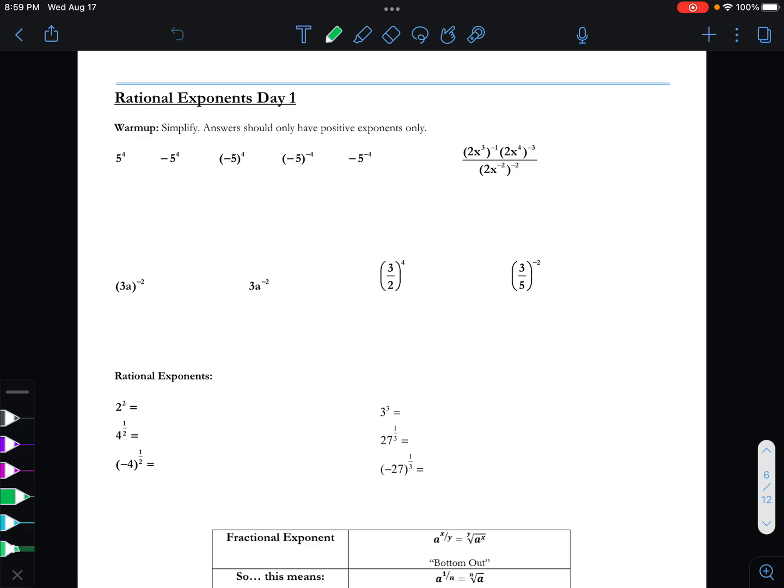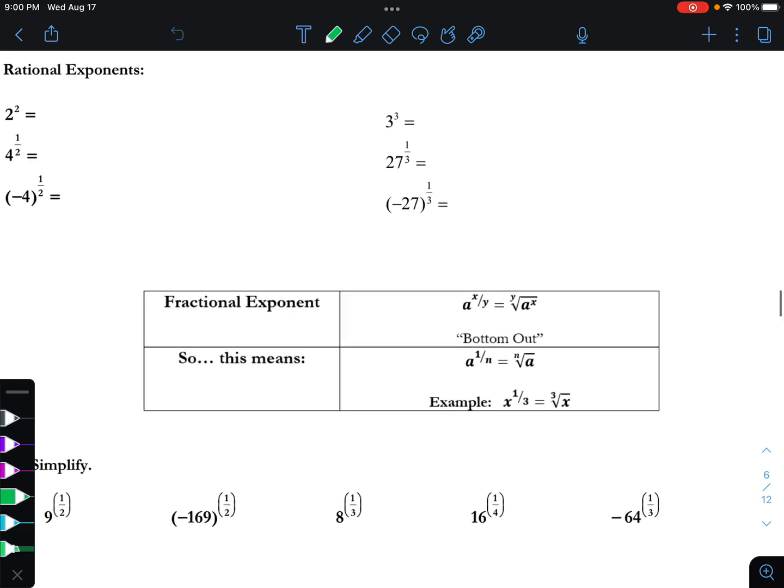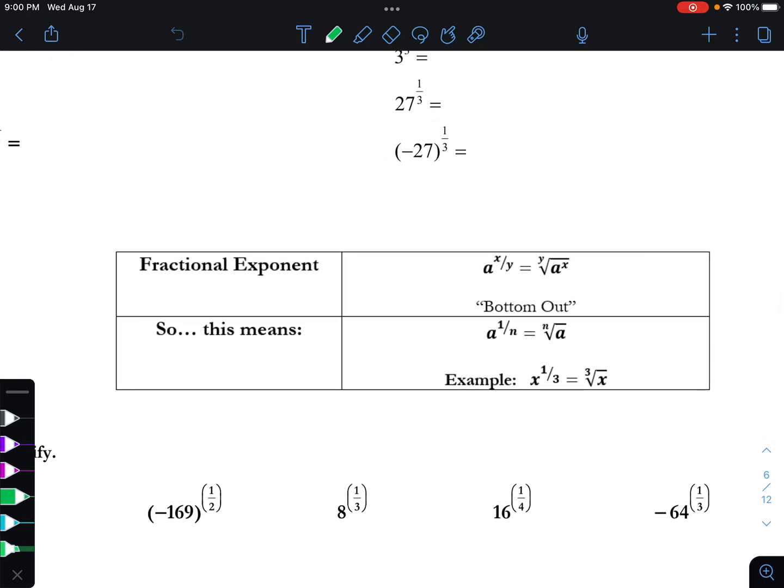I'm going to try to streamline these notes today just so the video isn't super long. So I'm going to skip the warm-up. We'll do it a different day. And I actually want to start down here with what rational exponents mean and connect them with some things that we might already know.